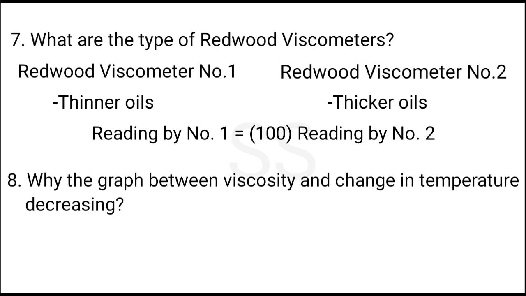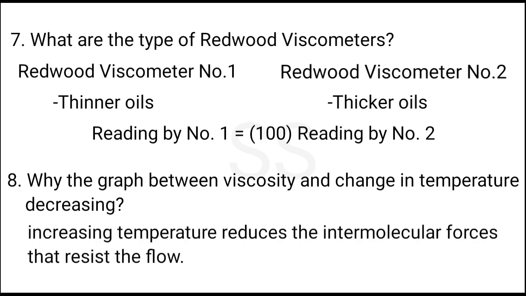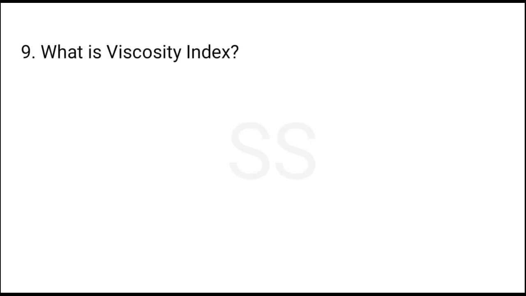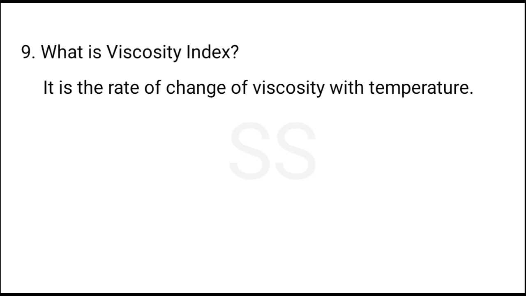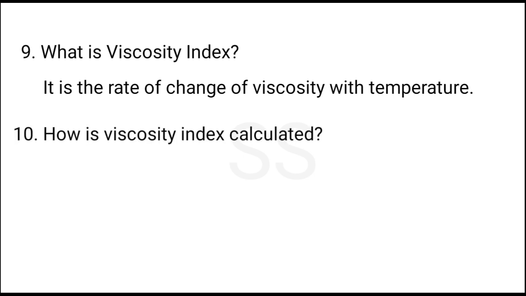Why does the graph of viscosity with change in temperature decrease? The graph of viscosity with change in temperature is decreasing because increasing temperature reduces the intermolecular forces that resist the flow. What is viscosity index? Viscosity index indicates the rate of change of viscosity with temperature. How is viscosity index calculated? Viscosity index is calculated through the slope of the graph. A higher viscosity index is always desirable.